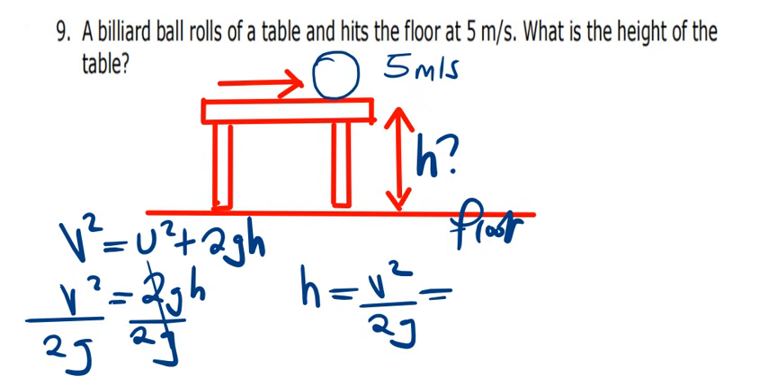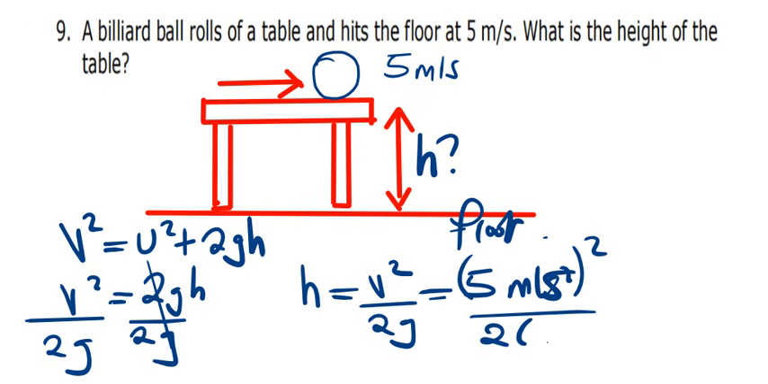Now what is our v squared? v, we've been given that it is 5 meters per second, and this is squared, divided by, what about our 2? 2 multiplied by our g. If we're going to take g as 10, our acceleration due to gravity as 10. Now 5 squared, that is 25, divided by 2 multiplied by 10, that is 20.